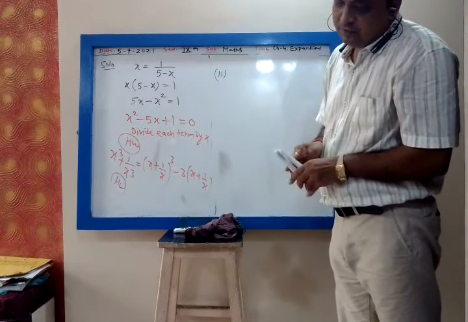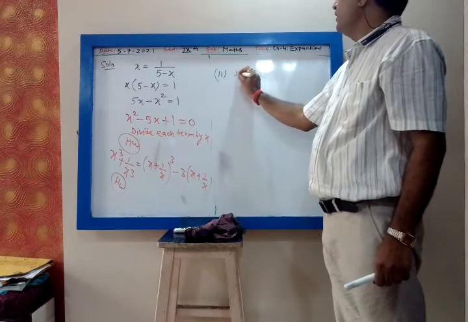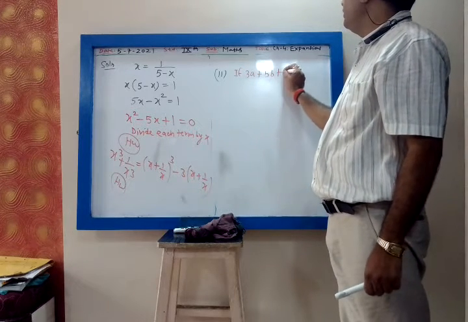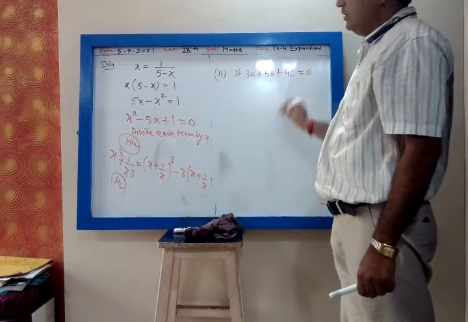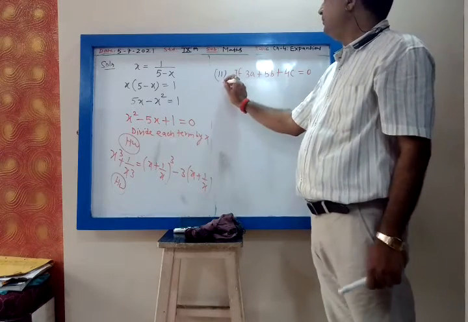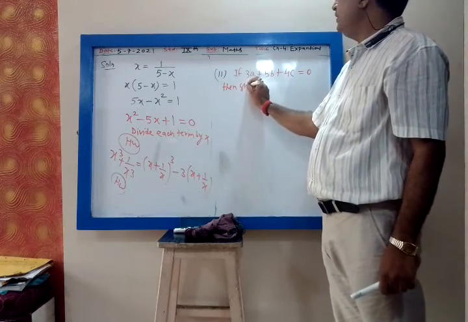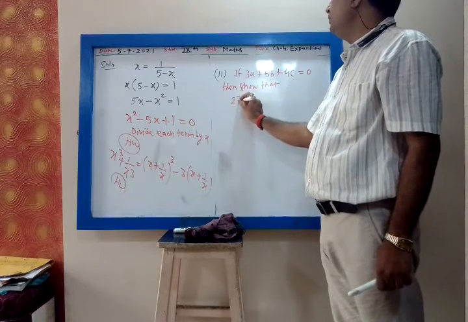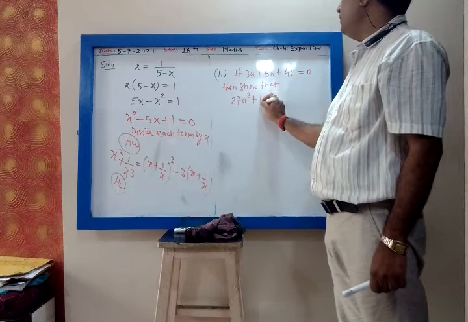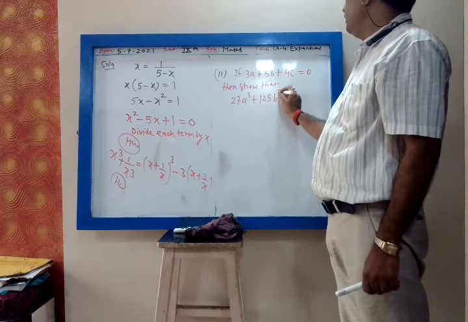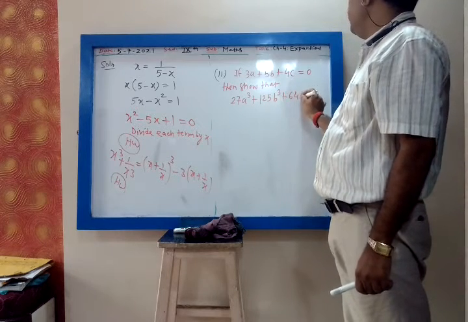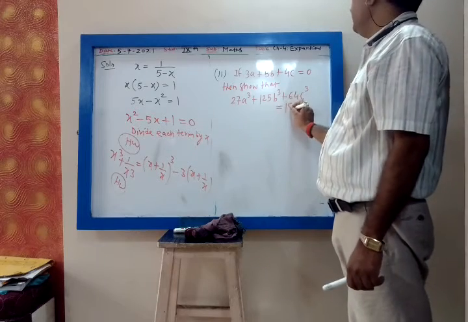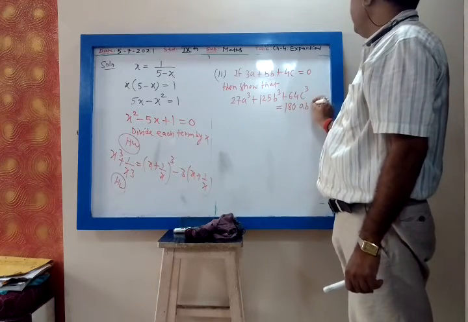Next, the 11th one. If 3a plus 5b plus 4c is equal to 0, then show that 27a cube plus 125b cube plus 64c cube is equal to 180abc. This is similar, my dear. We have done the result.